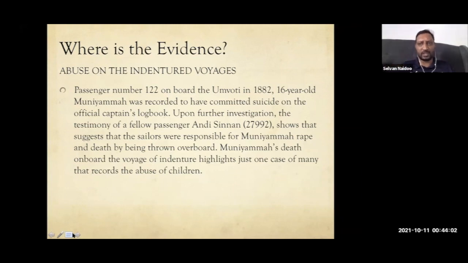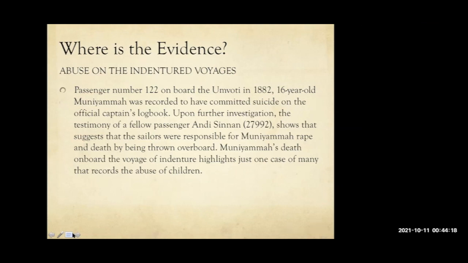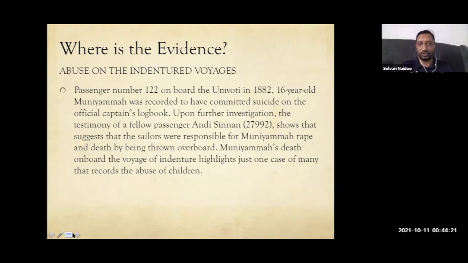One particular example that's cited as far as the records are concerned, and this is also cited by a phenomenal book by Professor Ashwin Desai and Goolam Vahed called Inside Indenture. Here we have passenger number 122 on board the Mvoti in 1882. 16-year-old Munyama was recorded to have committed suicide on the official captain's logbook. Upon further investigation, and simply because of the testimony of a fellow passenger, Andy Sinan, it suggests that the sailors were actually responsible for Munyama's death in that she was thrown overboard. So Munyama's death on this particular voyage just highlights one case of the abuse of children during the voyages.